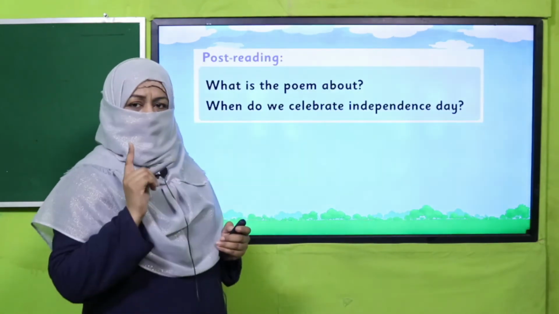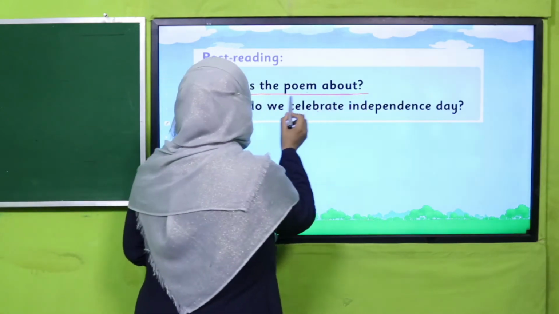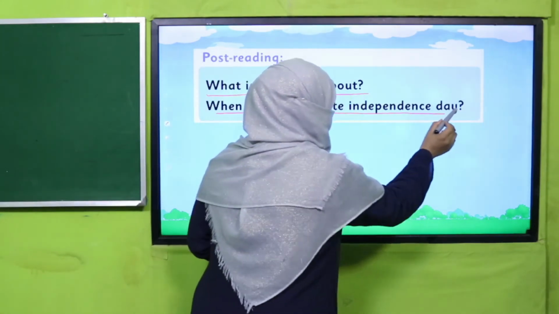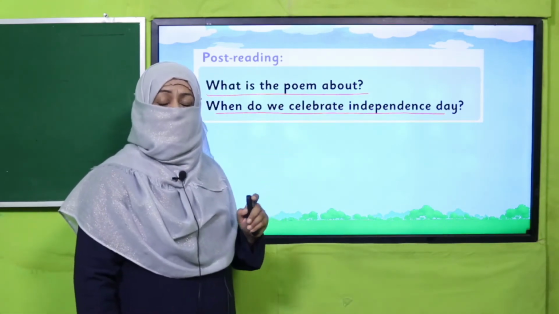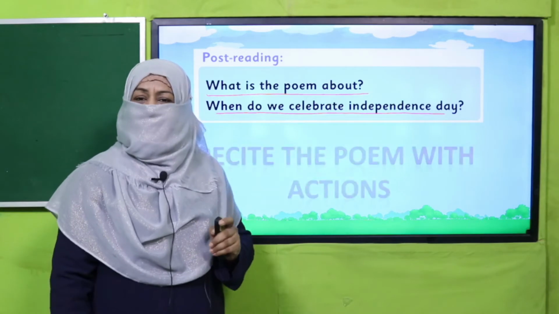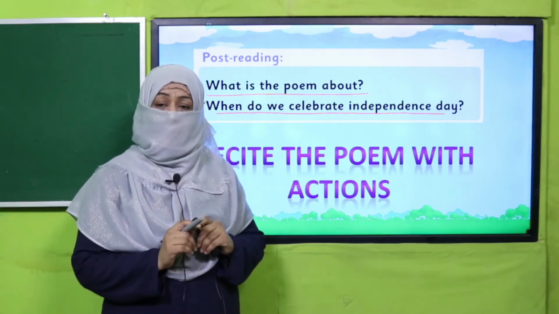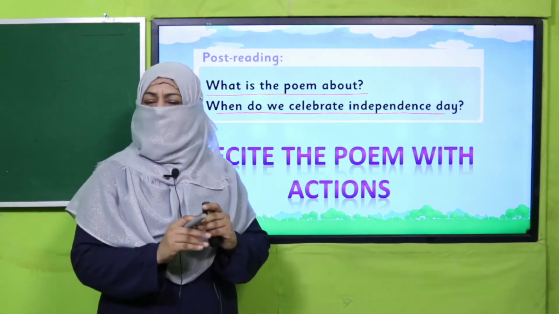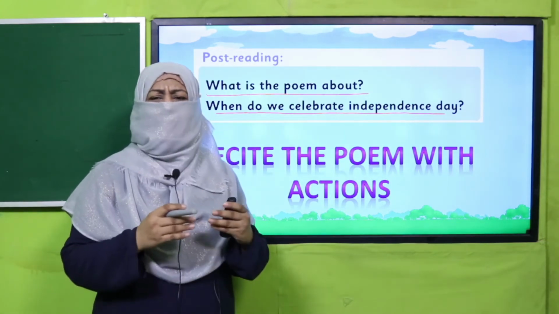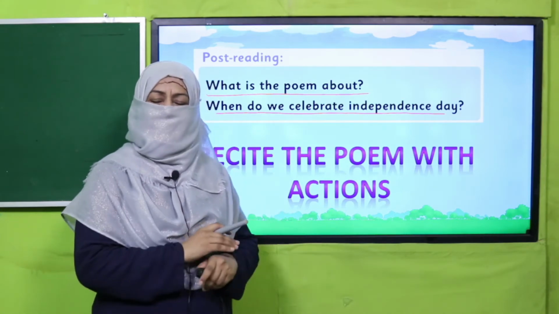Now it's your turn. First you answer this question: what is the poem about? And when do we celebrate Independence Day? I just told you. So pause the video, answer these questions to your teacher, and after that, you are going to recite this beautiful poem with actions. I have taught you how to recite poems with actions. So teachers, kindly make every child make their own actions and recite this beautiful poem. Pause the video, enjoy this activity, and then come back.